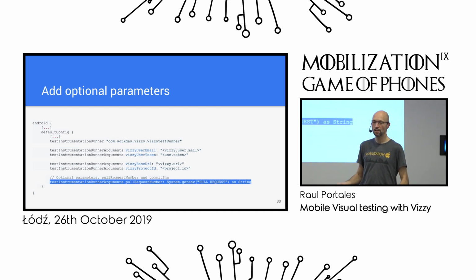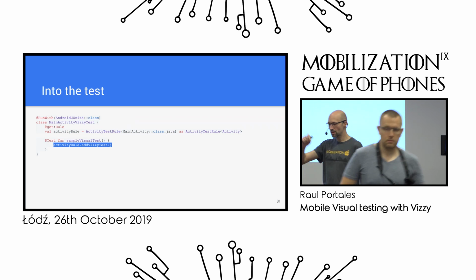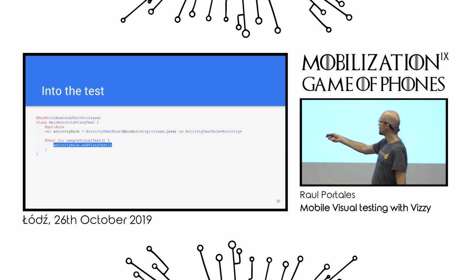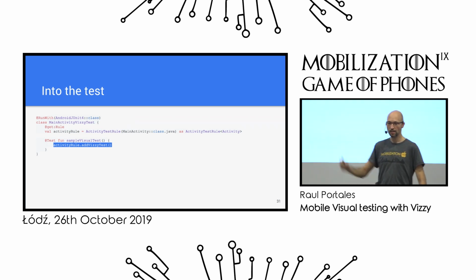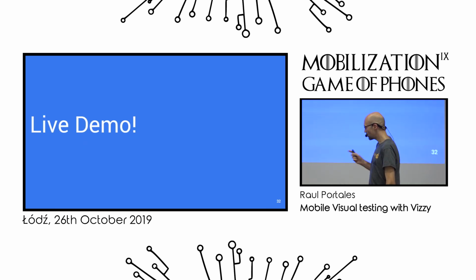How do you do this in your instrumentation code? Like this. I told you. You have your instrumentation flow, and you say, add a screenshot here. That's it. It's an extension function of activity rule. You say, add Vizzy test, and this will take a screenshot, store it, and later on it will be uploaded to the server. I know you don't believe me, so I will prove it to you.